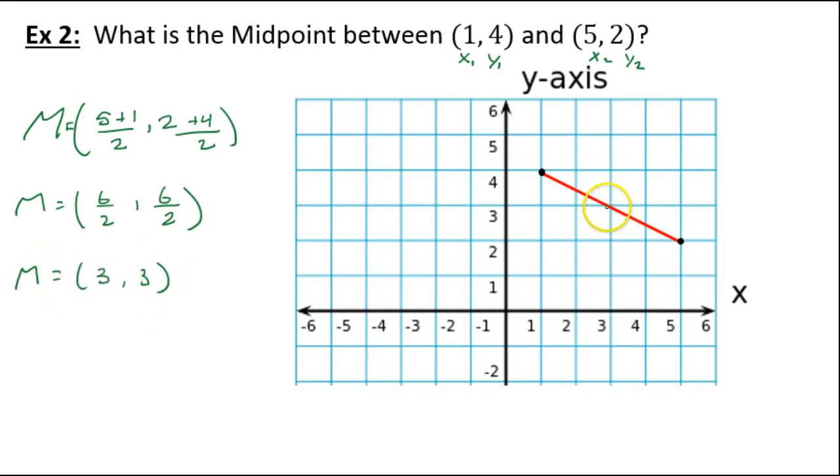That would be the point 3, 3. This is the point. So this becomes my midpoint. Meaning if I were to cut this segment in half, the halfway point would be at 3, 3. So again, that's just easy applications of both of these formulas.